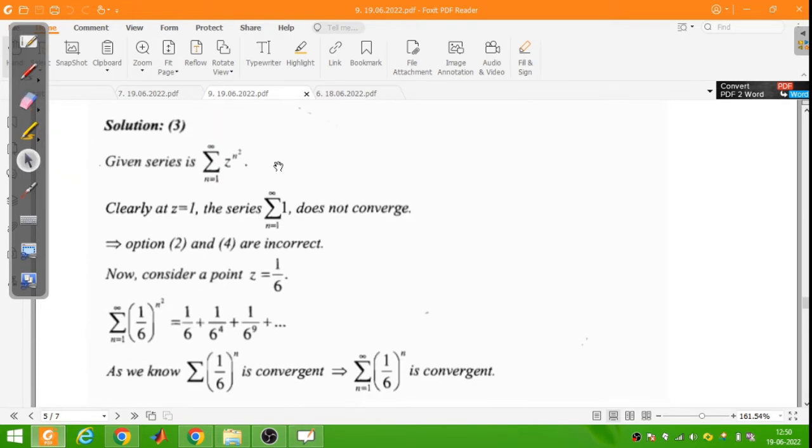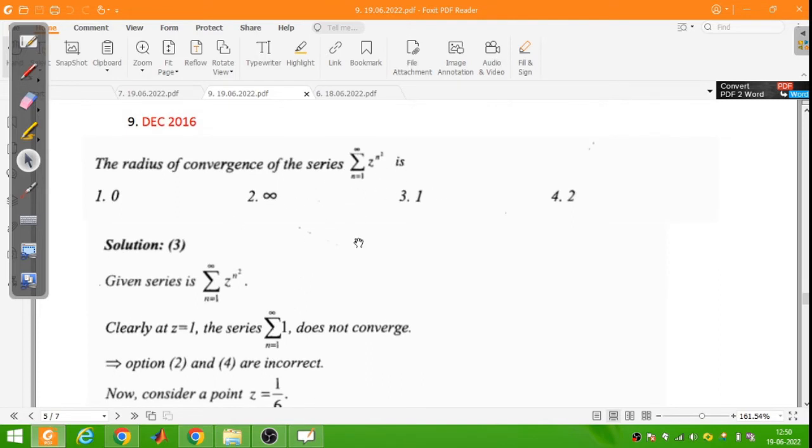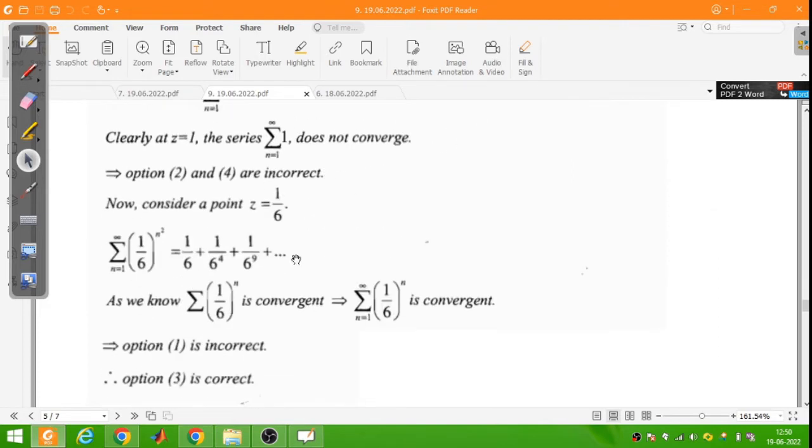You didn't follow this procedure. You just have to use that property. Just check that option 3 is correct.